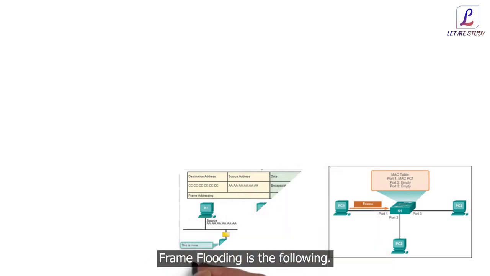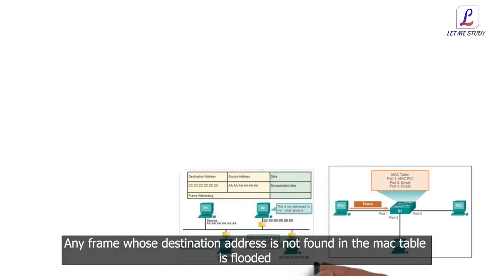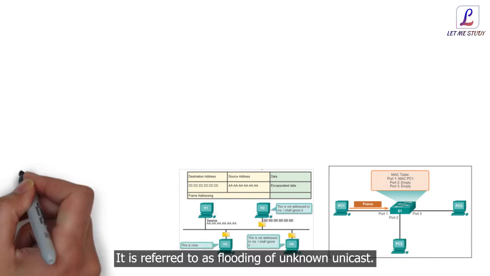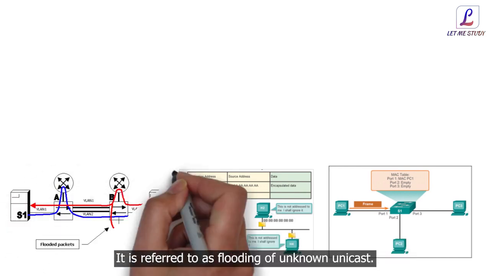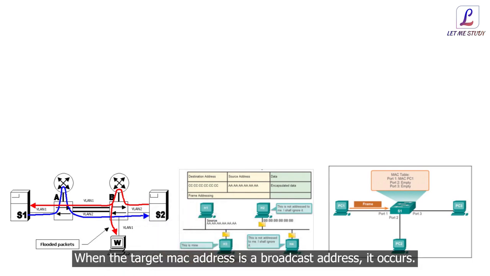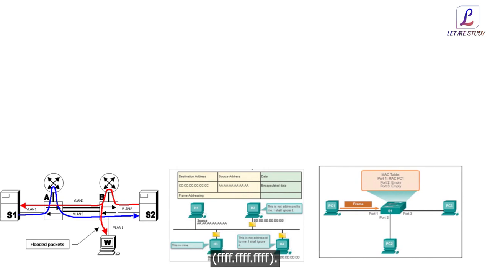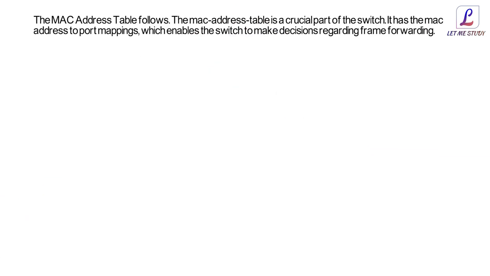Frame flooding is the following. Any frame whose destination address is not found in the MAC table is flooded, or forwarded to all ports aside from the one on which it was received. It is referred to as unknown unicast flooding. It also occurs when the destination MAC address is a broadcast address, FFFF.FFFF.FFFF. The MAC address table follows. The MAC address table is a crucial part of the switch. It has the MAC address to port mappings, which enables the switch to make decisions regarding frame forwarding.